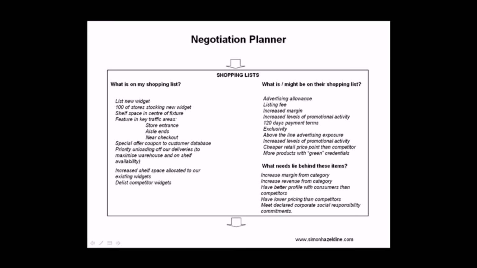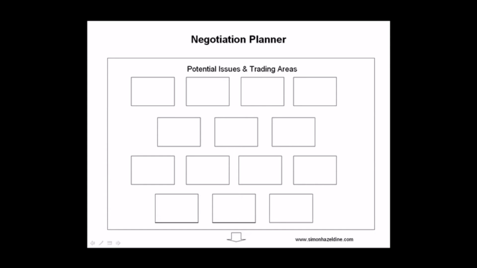So having gone through the shopping lists on both sides and thought about the needs that lie behind them, we then move into clustering together any potential issues and trading areas. Now, it's good practice to just keep these together in a group. Sometimes people put them in a sequence and they say, well, I'm going to deal with area A, and then we'll talk about area B, and then we'll talk about area C.